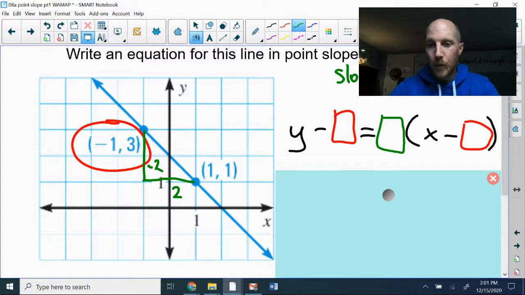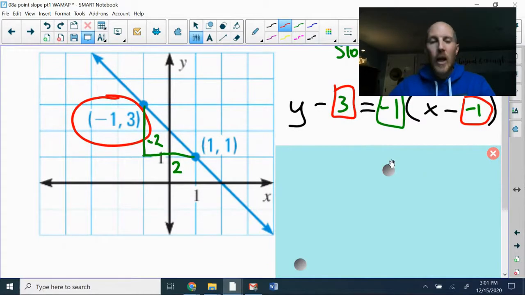Okay, I'm going to put that slope into the slope box of my equation, and then I'm going to put the x coordinate from this point that we chose, the -1, into my x box, and the y coordinate of 3 into the y box. Final answer. We can clean it up, but this is the final answer.